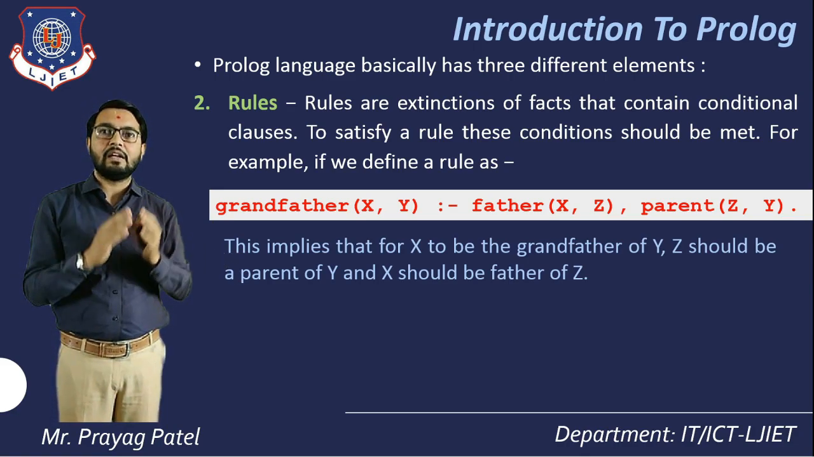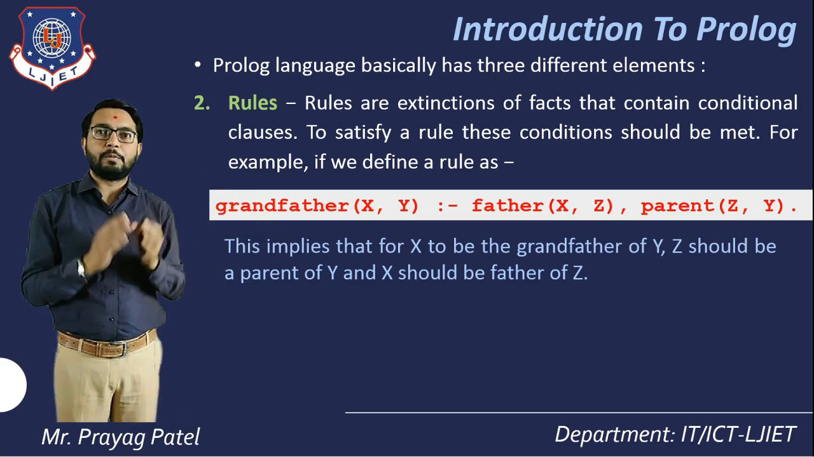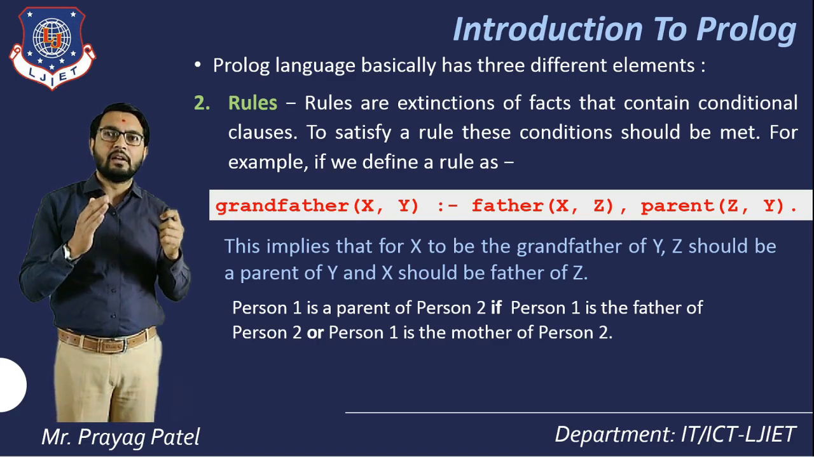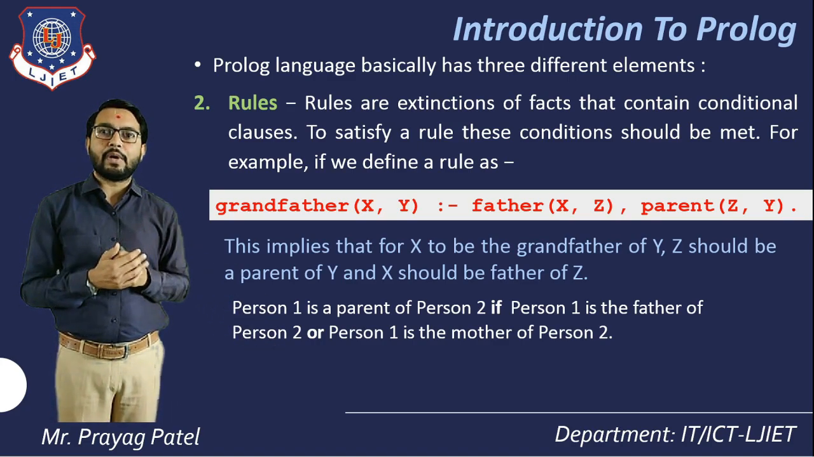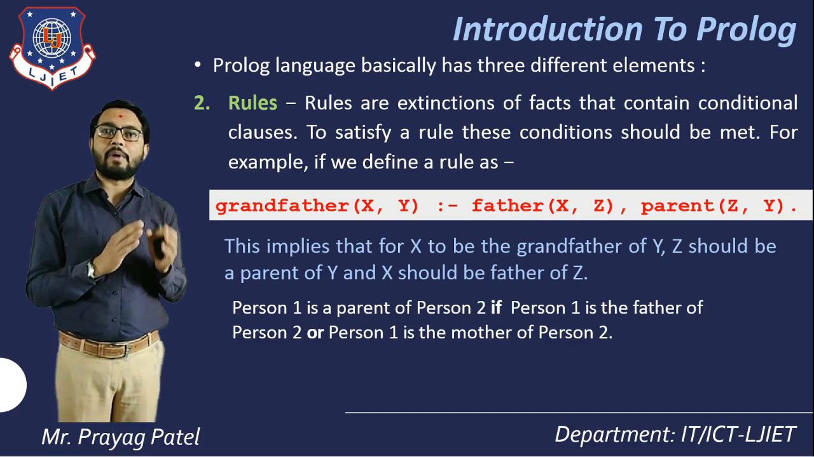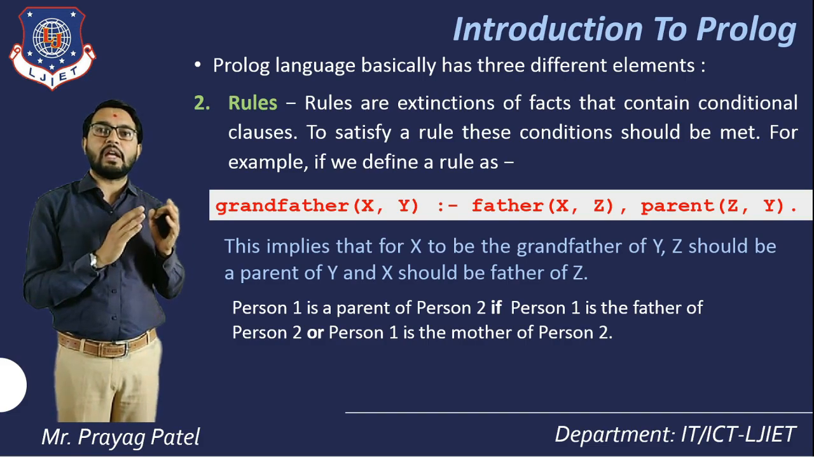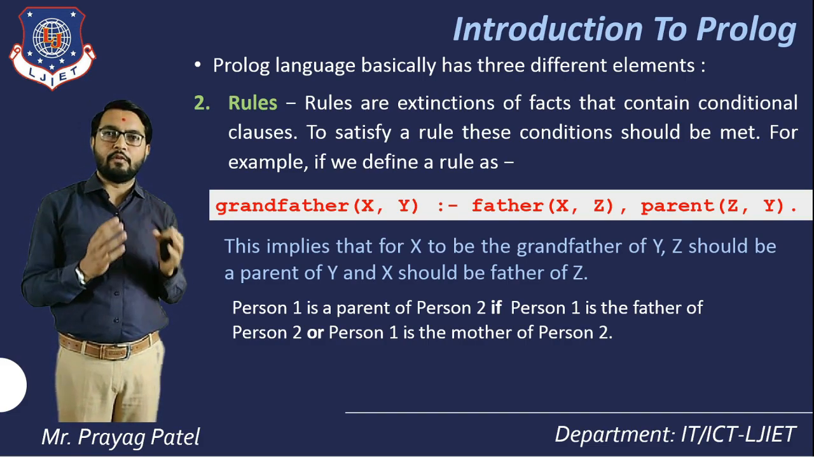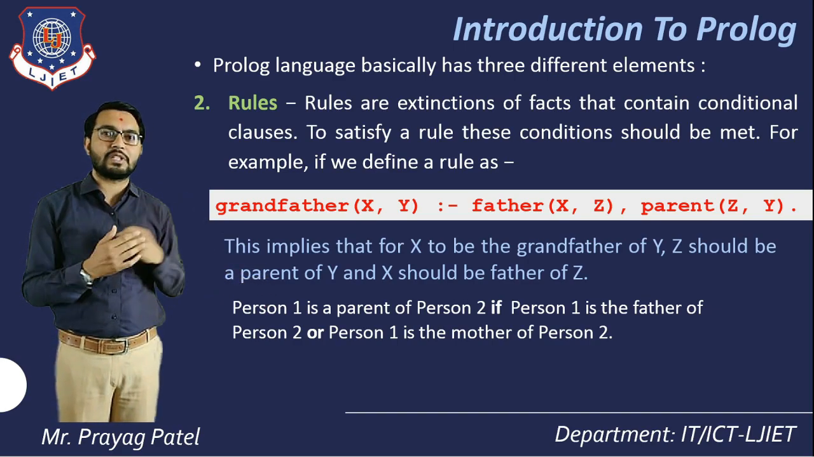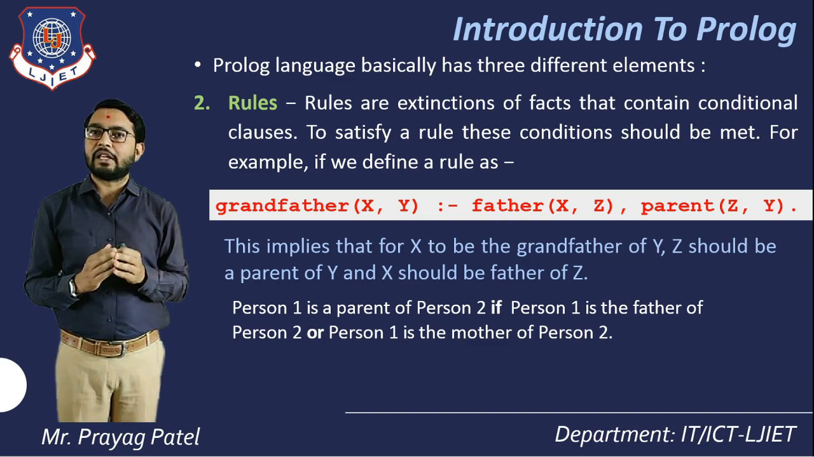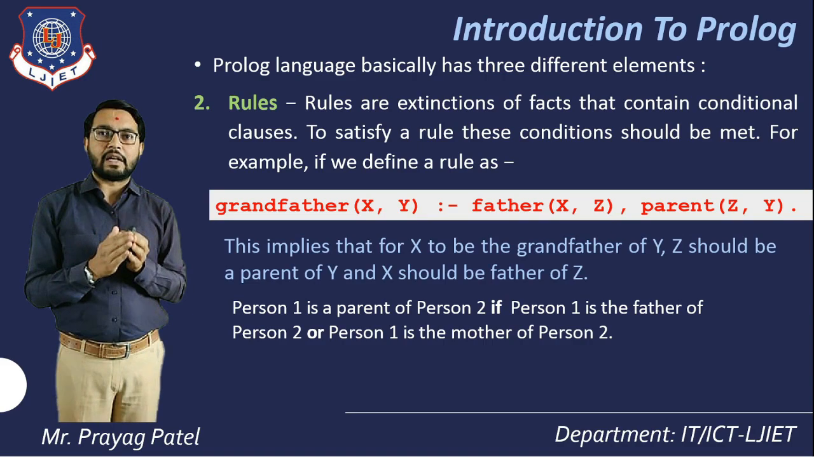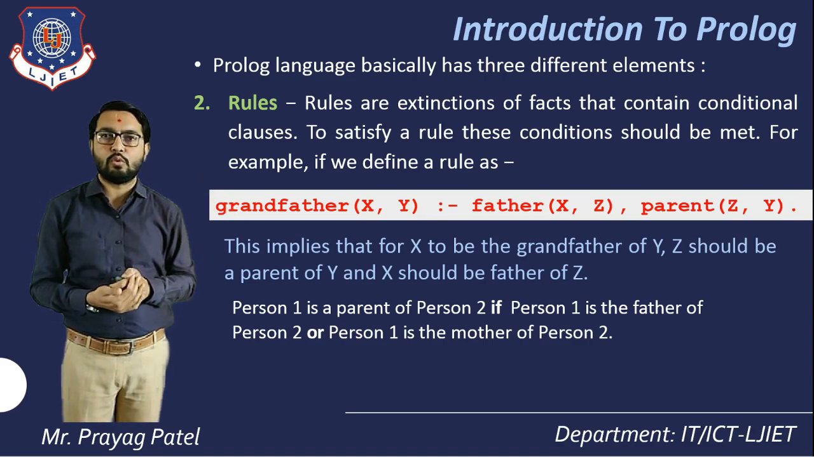So here some conditions are there in the right part. So if the right part is satisfied, then the left part will be satisfied. So this is a simple example for the rules. Now another example, person 1 is a parent of person 2, if person 1 is the father of person 2 or person 1 is the mother of person 2. If we want to prove that person 1 is a parent of person 2, then we have two possibilities. First one is person 1 is a father of person 2 or person 1 is a mother of person 2.